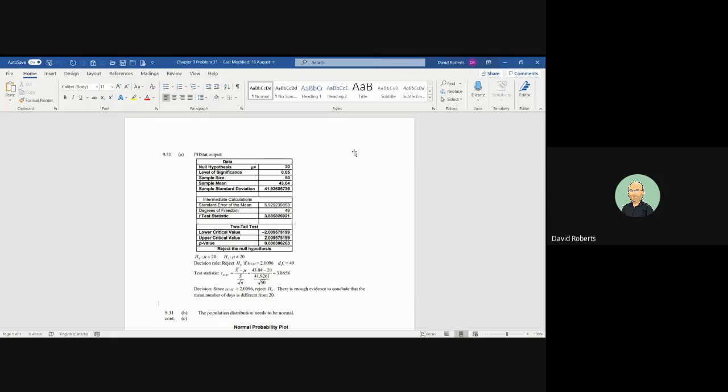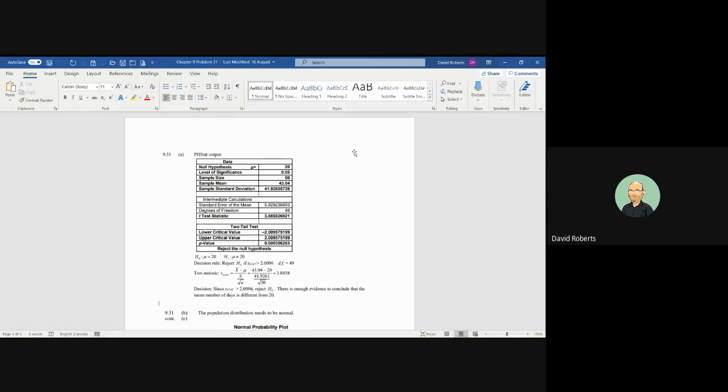We have the level of significance of 5%, which we put into our Excel spreadsheet. It's going to look a little different than this. I'll do the Excel version of this later. We have the sample size, the mean, and the sample standard deviation from our data set. So you can see that the sample mean is significantly different than the null hypothesis.